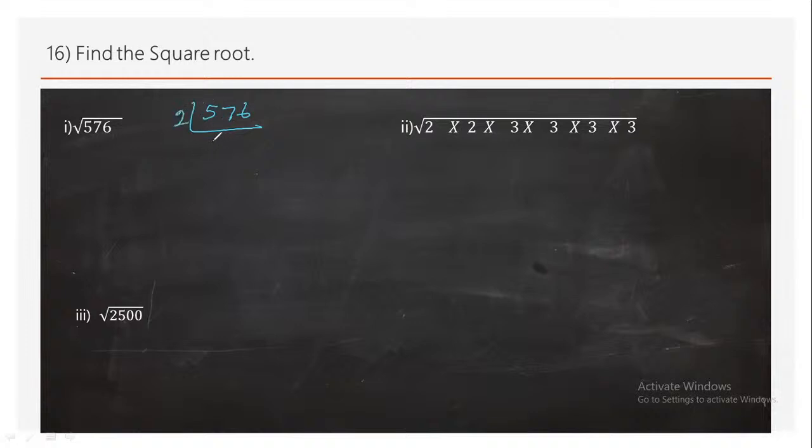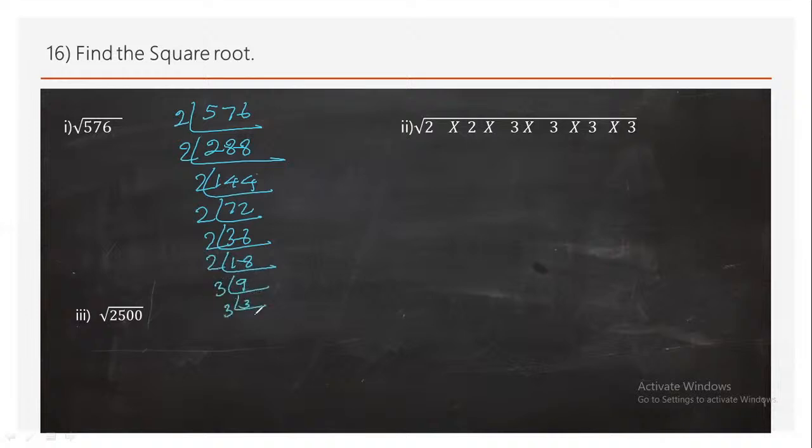Divide this by 2, 288. Divide by 2, 144. Divide by 2, 72. Divide by 2, 36. Divide by 2, 18. Divide by 2, 9. Divide by 3, 3. Divide by 3, 1. So we can write 2 into 2 into 2 into 3: 2 times 2, 4 times 2, 8 times 3, 24.